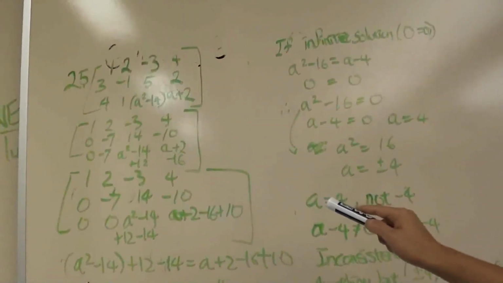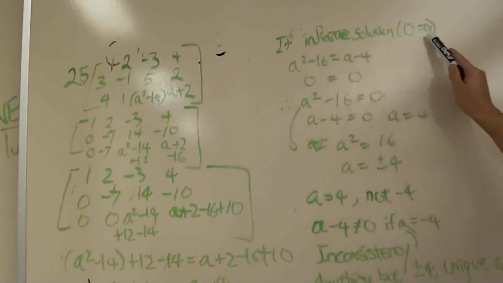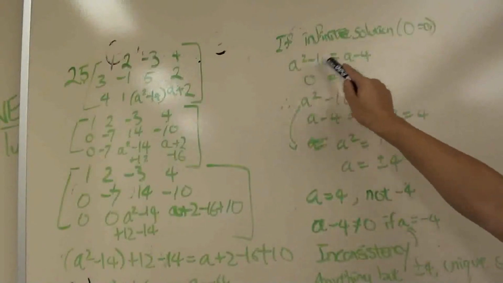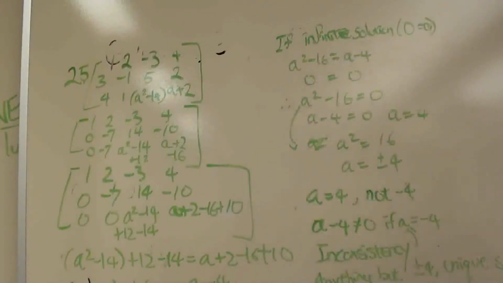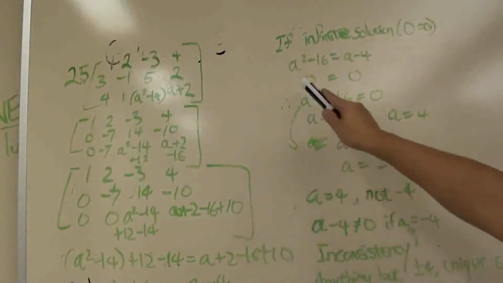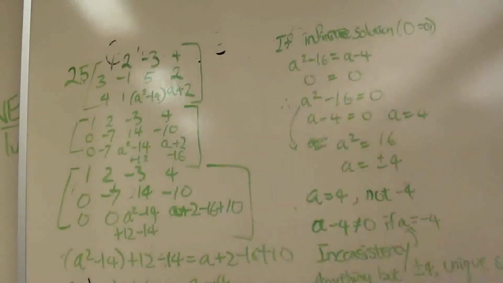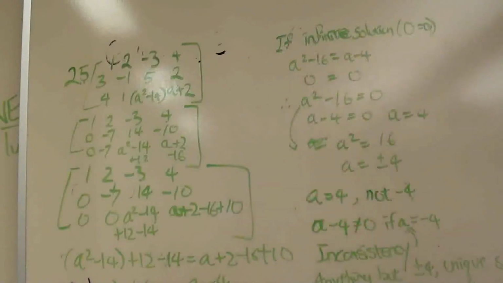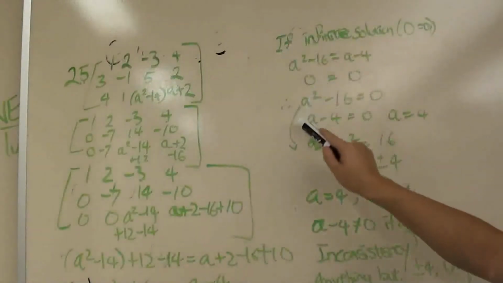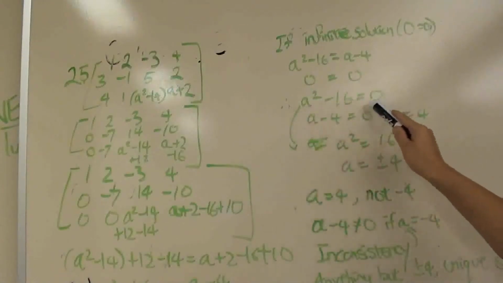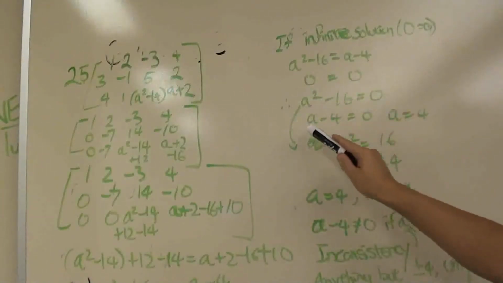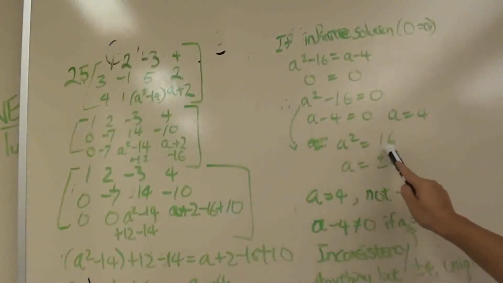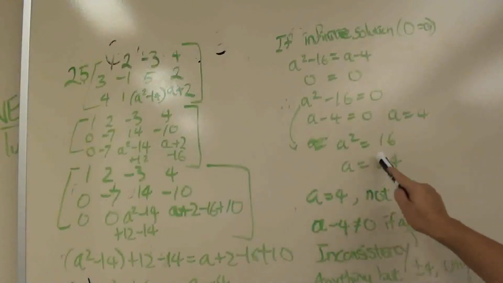Okay. So if it's an infinite solution, 0 equals 0, right? So a squared minus 16 equals a minus 4. So both sides have to be 0 somehow, right? So I decided, okay, a squared minus 16: what a do I need so that this side becomes 0, and what a do I need here so that this becomes 0, right? So I calculate individually. Let's start with the left side first. a squared minus 16 equals 0. So do the algebra, and then it becomes a squared equals 16. So therefore, a equals plus or minus 4.